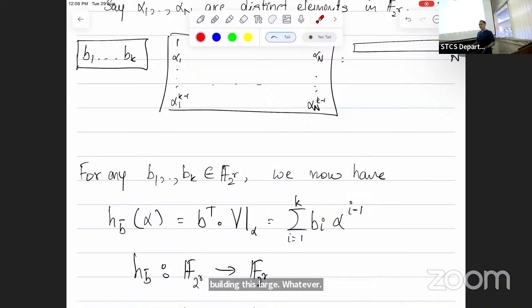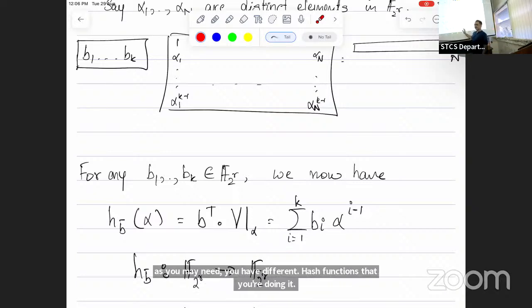As you vary over b's, you have different choices of these functions. At the moment, they are from the same input domain to the output domain. So you can think of 2^r as your capital N. So you have a map from N to N. And as you vary b's, you have different hash functions that you can get. Okay, is the function description clear?